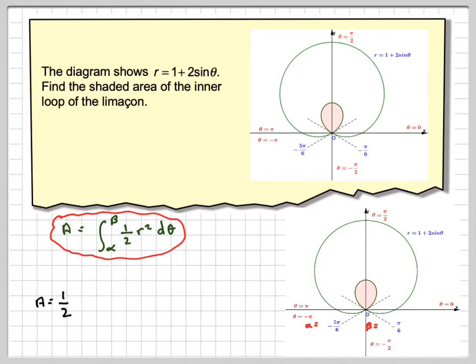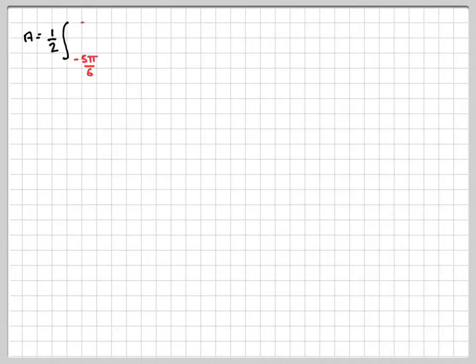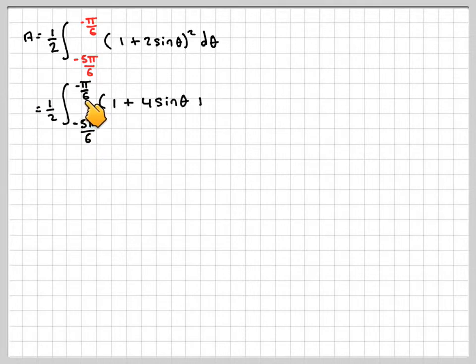Okay, so the integral is going to be a half from minus 5 pi by 6 to pi by 6 of r, which is 1 plus 2 sine theta, squared d theta. Writing that out again. Like I said, you could use positive values by adding 2 pi's to these if you prefer. So it's going to be a half from minus 5 pi by 6 to pi by 6, and if we expand this, we get 1 plus 4 sine theta plus 4 sine squared theta d theta.